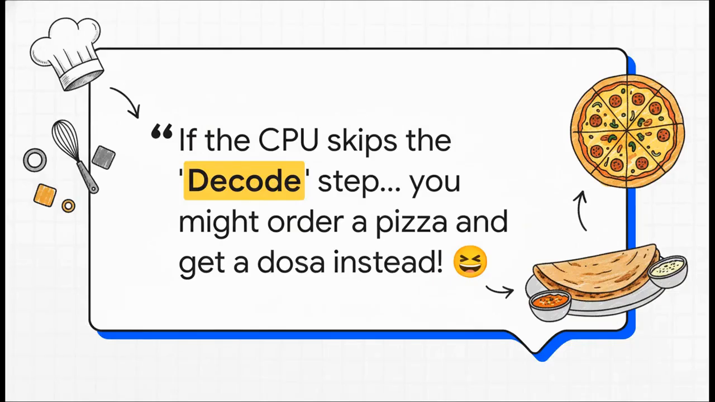And this is just perfect, right? It shows you exactly why every single step is so important. Because if the CPU just skipped the decode step, it'd be like the chef ignoring the ticket and just grabbing whatever's nearby. You might order a pizza and end up with, well, who knows what.